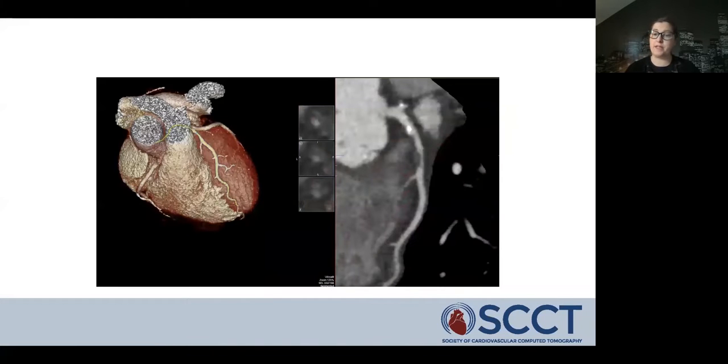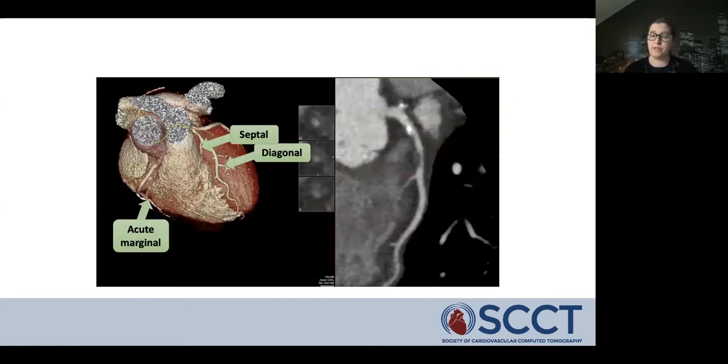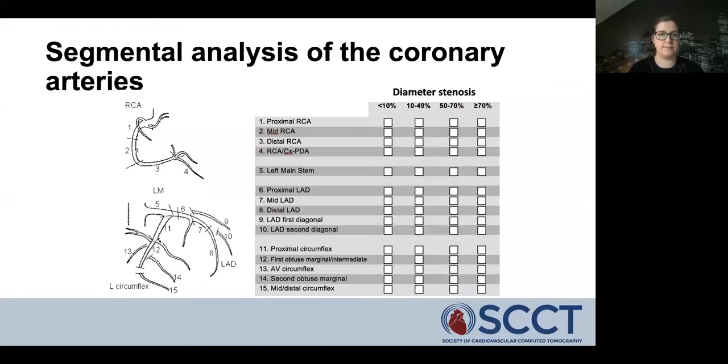Here we've got a combination of our 3D view and our curved planar reformations that show us nicely the LAD going down round in the interventricular groove over the apex of the heart. At the back, you've got the circumflex going in the atrioventricular groove. Similarly, the right coronary artery at the front in the atrioventricular groove. And then we've got the branches. The main branch of the right coronary artery is the acute marginal. Branches of the LAD are the septals and the diagonals. Diagonals go down. And the branches of the circumflex are the obtuse marginal branches.